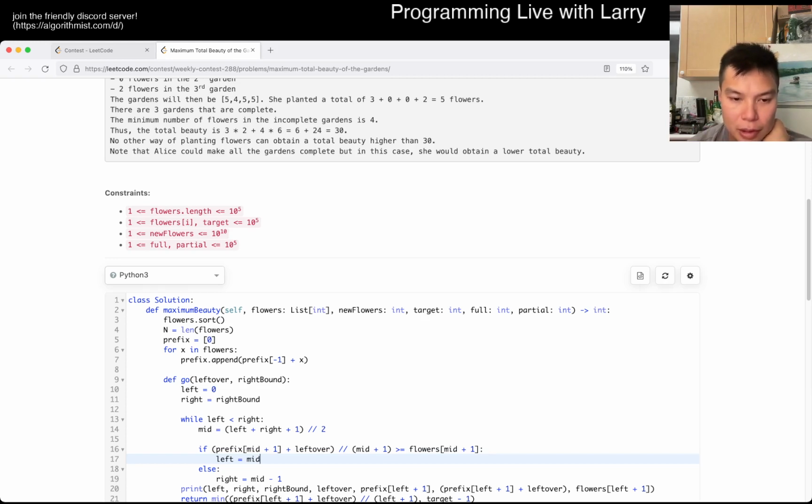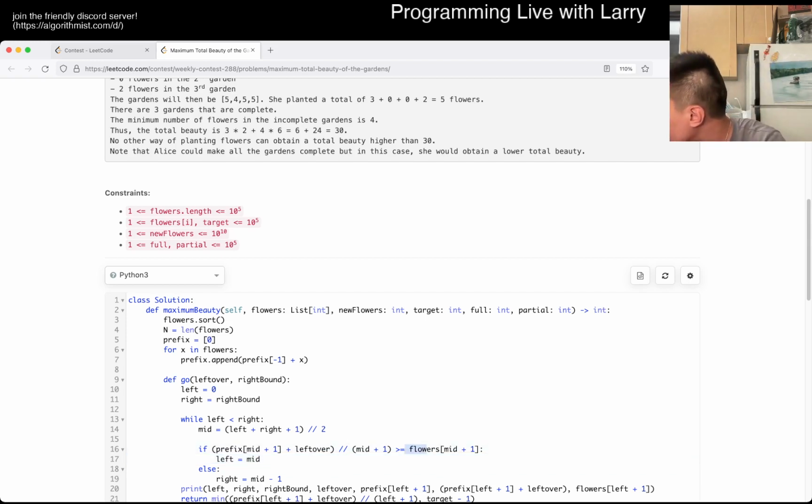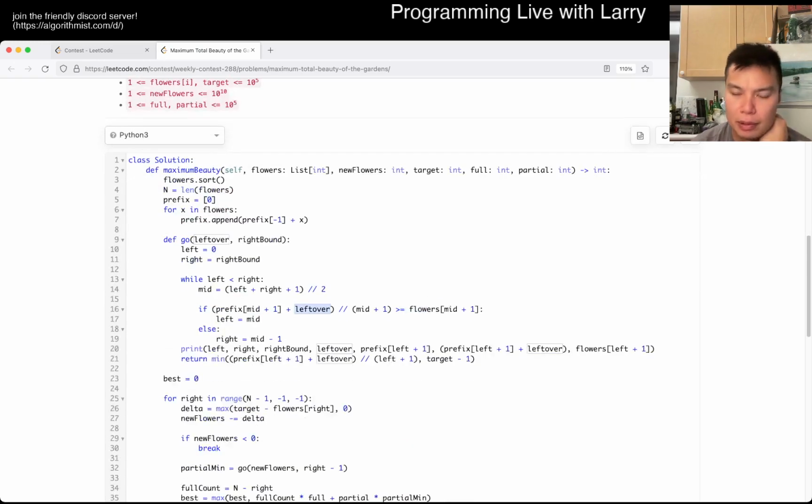Because this is 3 plus 4 is 7. 7 over 3 is 2. And this is strictly equal to, that's why. It's moving to the right. Maybe this form is a little bit weird. Leftover is the tricky part. Basically, it has this shape. As we go to the right, we want to get the first element in which this is less than.